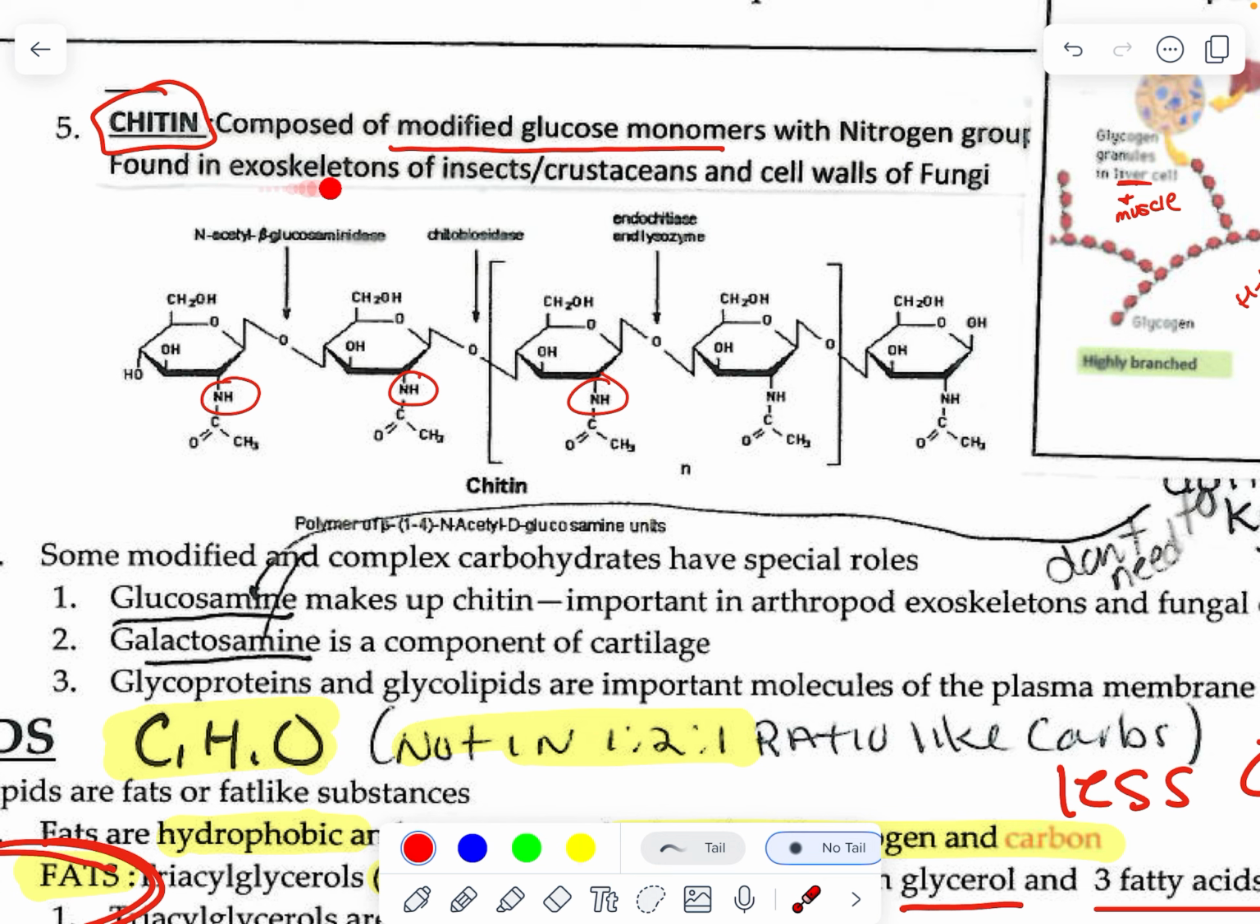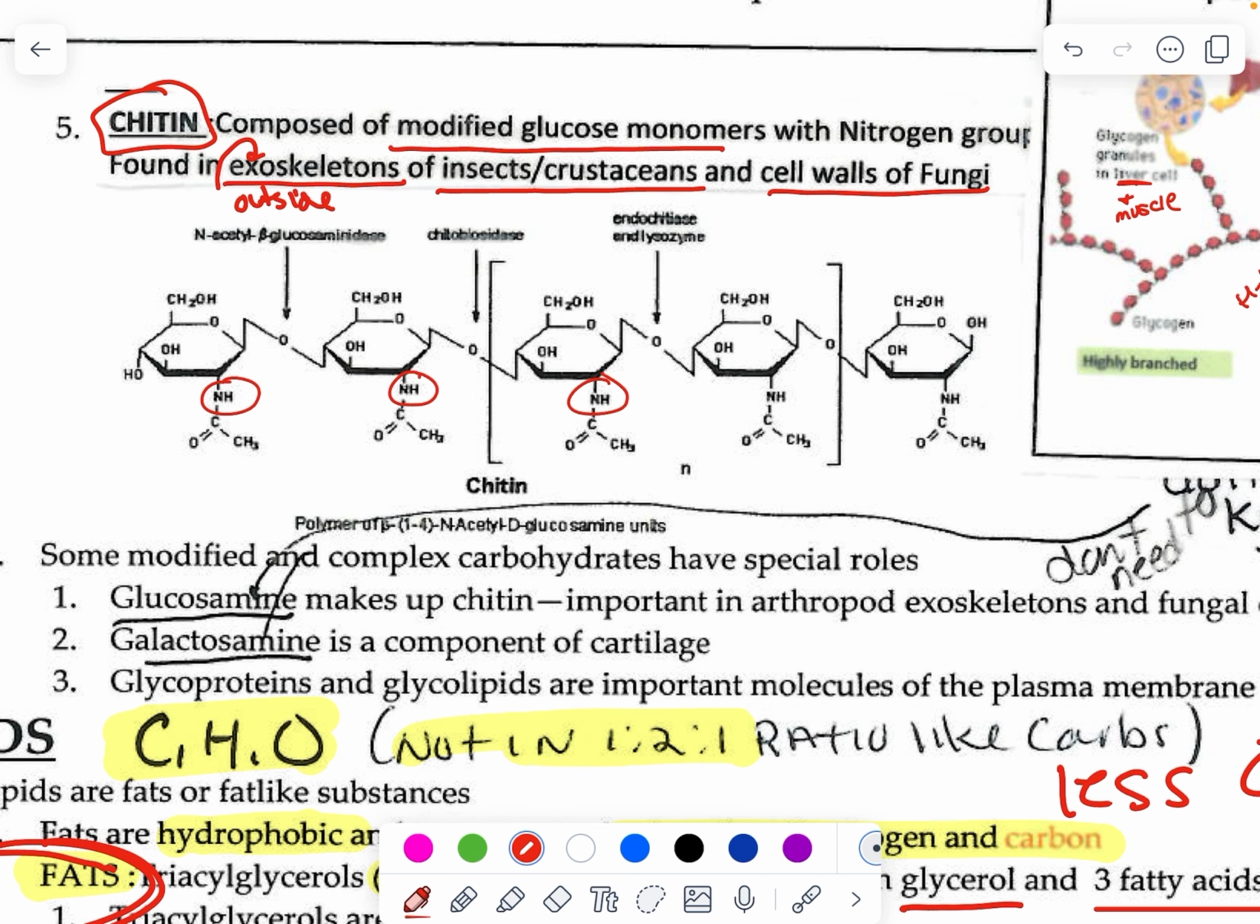as a nitrogen group. And this is found in the exoskeletons, which is the outer skeleton of insects, crustaceans, like the crunchy part of an insect, or a crustacean like a crab or a lobster. They have a skeleton on the outside. They have an outside skeleton. That's what exo means. We have an endoskeleton.